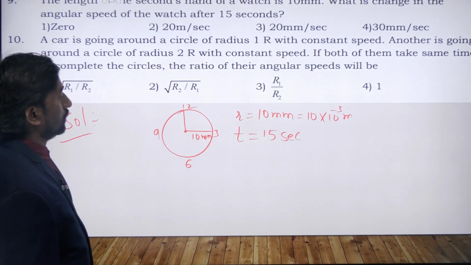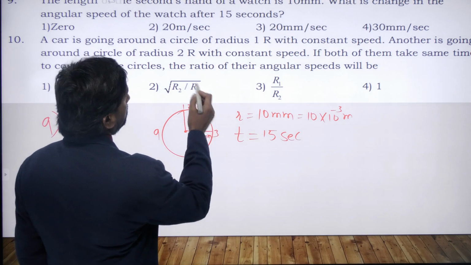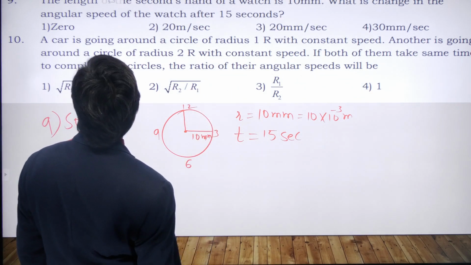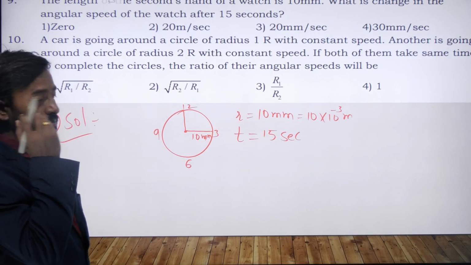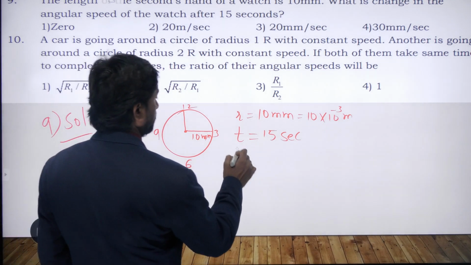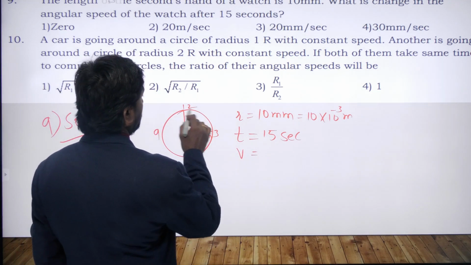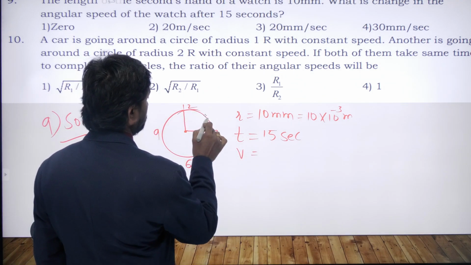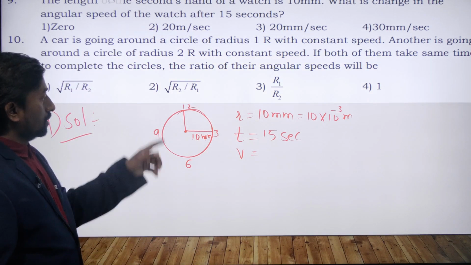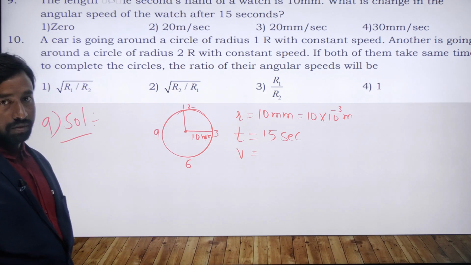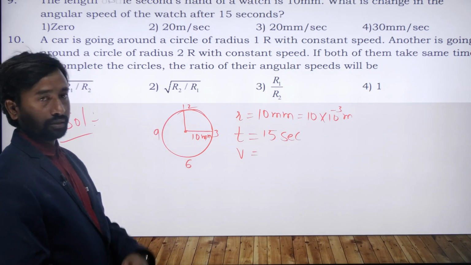They are asking the speed, no? Change in angular speed means we should find out the linear speed there. How to find it out? So V is equal to, we can write there. First we should find out the linear speed, no? Then that is a quarter part, means this arc we should find out. What is this arc? It is the total circumference, no? The circumference of this circle is how much? We can write 2 pi r, by quarter part, no?